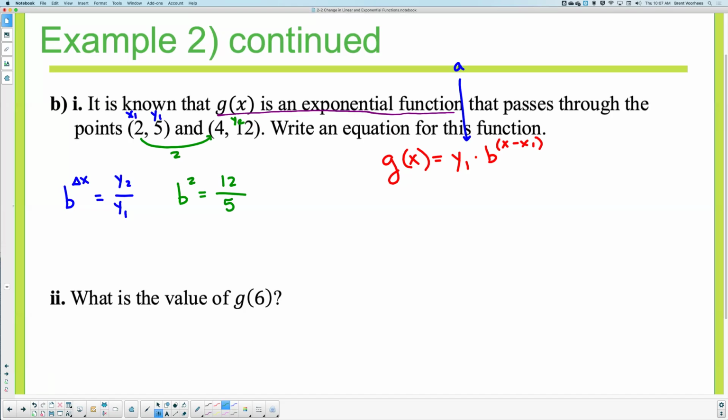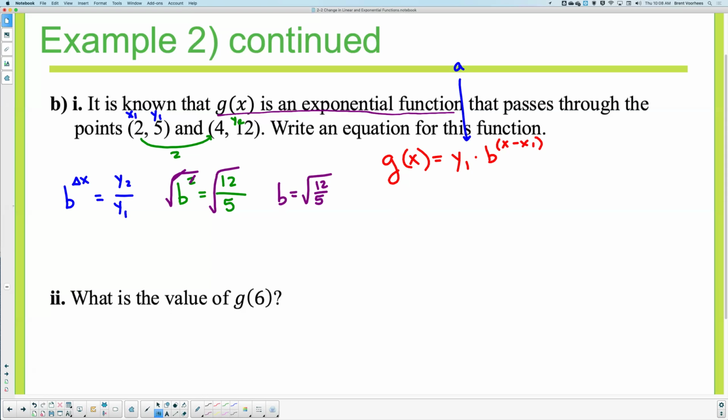We're a step away. The only thing left to do is get rid of this squared. What is the opposite of a square? A square root. So if I square root both sides of the equation, I should have my base. My base is going to equal the square root of 12 divided by 5.